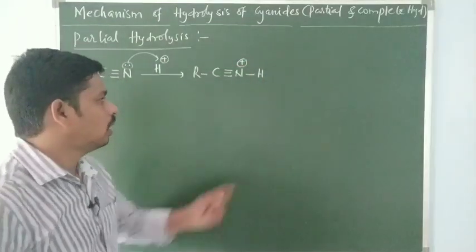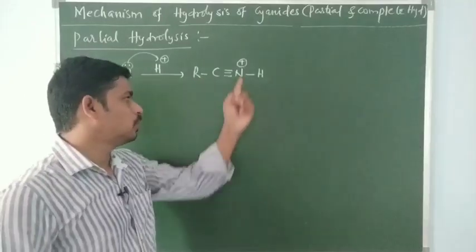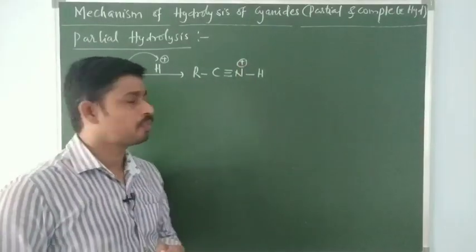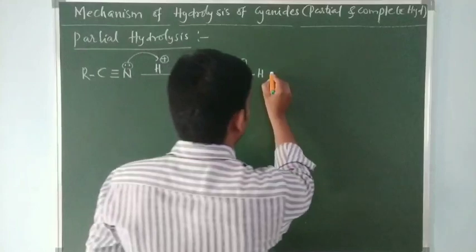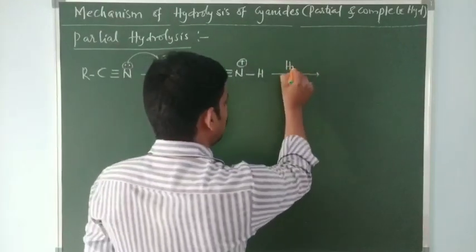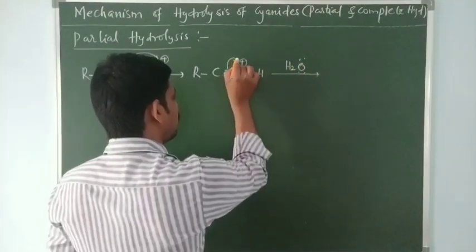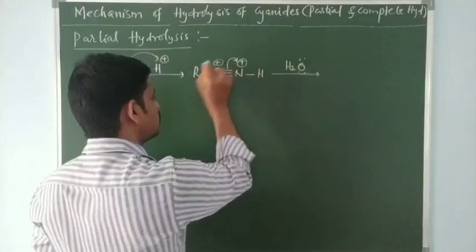As we know, nitrogen is more electronegative among all the elements, and with a positive charge it is unstable. So immediately it undergoes hydrolysis. Nitrogen takes the pi electrons, so that positive charge is developed on carbon.